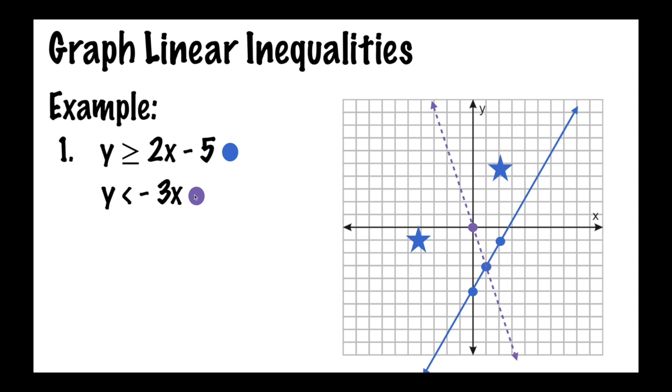Then for my purple line, this one right here, this one says less than. So again, out of these 4 regions, I want to look to see which regions fall below that line. And it's this region and it's this region.